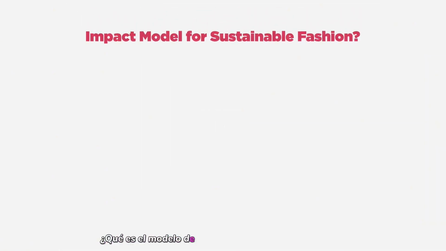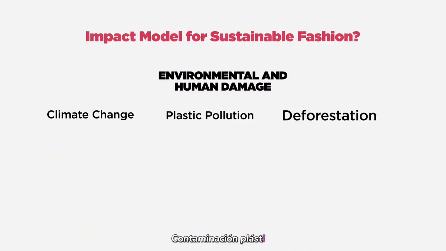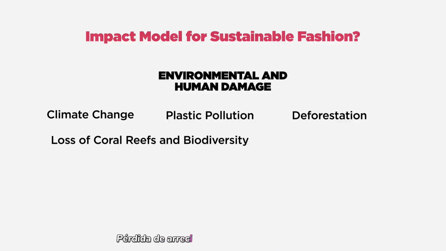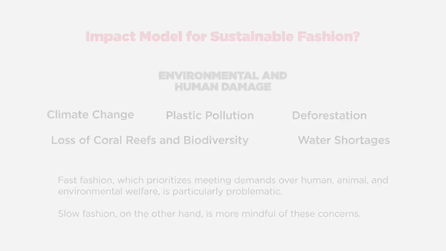What is Impact Model for Sustainable Fashion? The fashion industry is a major contributor to environmental and human damage, with issues such as climate change, plastic pollution, deforestation, loss of coral reefs and biodiversity, and water shortages. Fast fashion, which prioritizes meeting demands over human, animal, and environmental welfare, is particularly problematic. Slow fashion, on the other hand, is more mindful of these concerns.